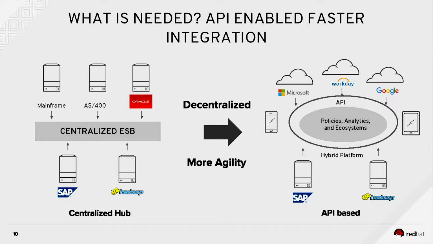So what is needed is much more of an API-enabled integration architecture, where multiple applications talk to each other using an API. The benefit of an API is that it's an easy way by which different applications can interact with each other. At the same time, when you use that from a cloud foundation perspective, you can scale those APIs up or down depending upon your requirements. So, moving from a centralized hub architecture to much more of a decentralized architecture.